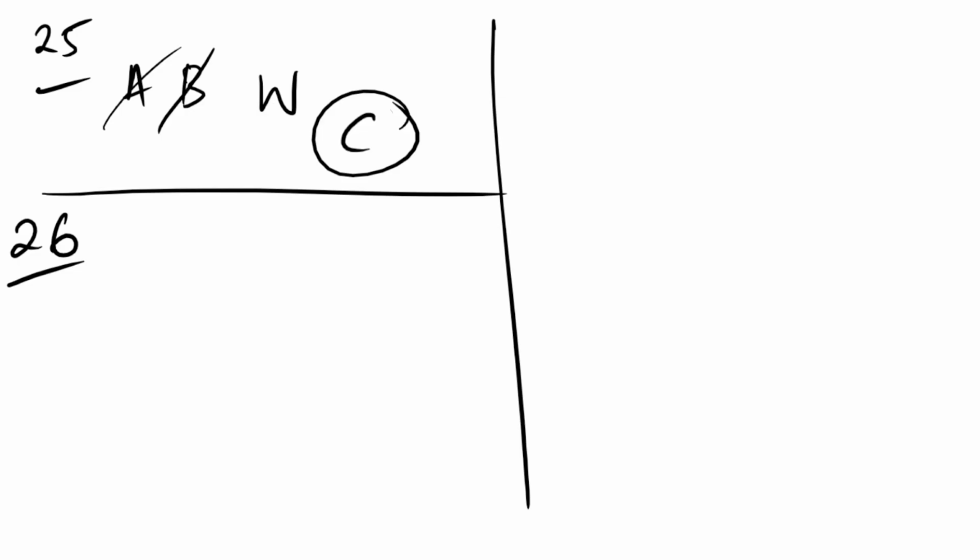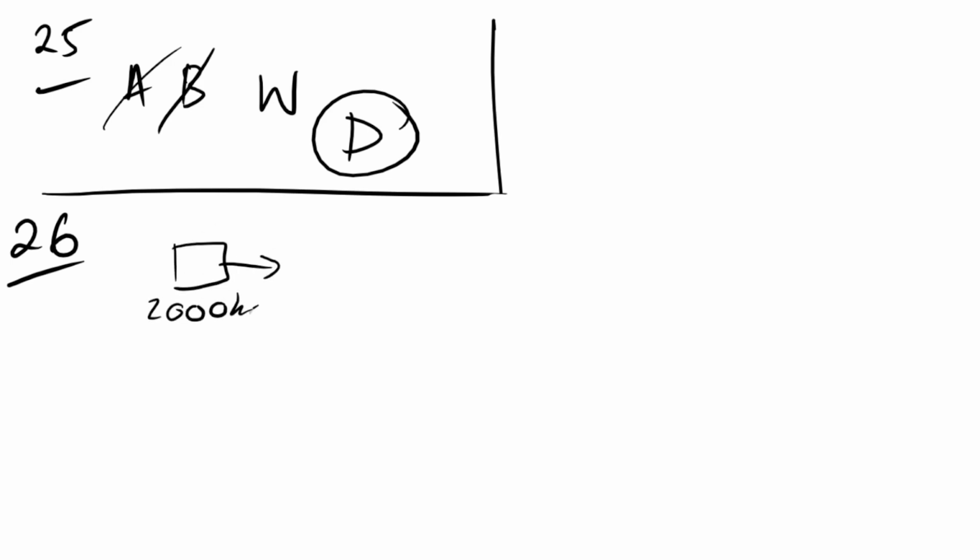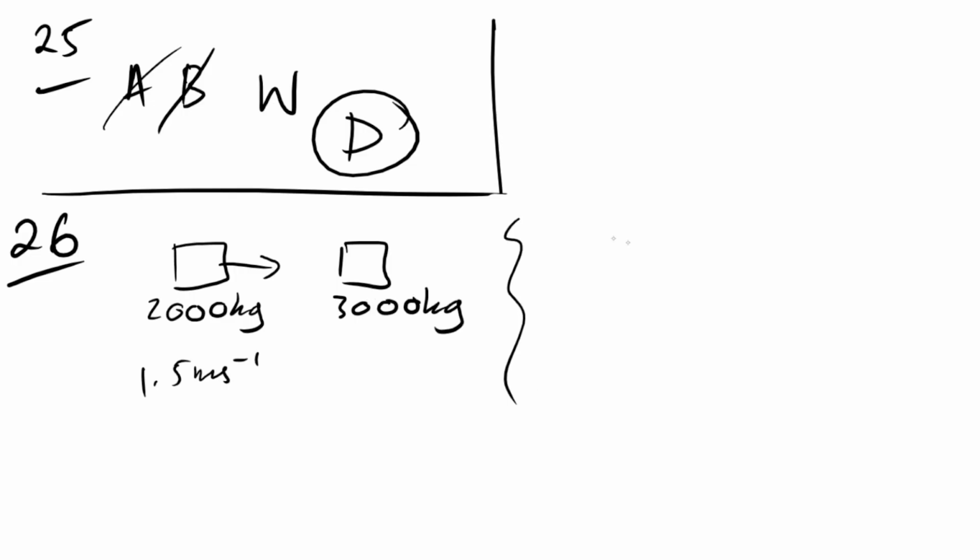26. Oh, great. I think I'm going to need more space for this. This is a momentum question. So railway truck going that way, 2,000 kilograms and 1.5 meters per second. And then stationary truck of mass 3,000 kilograms. After the collision, they move together. Of course, it's going to be 5,000 kilograms then.